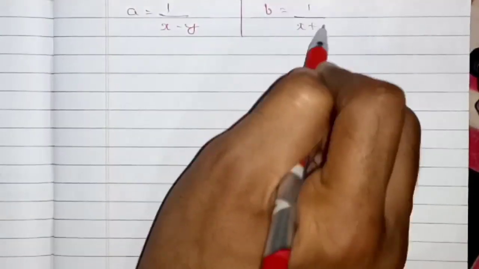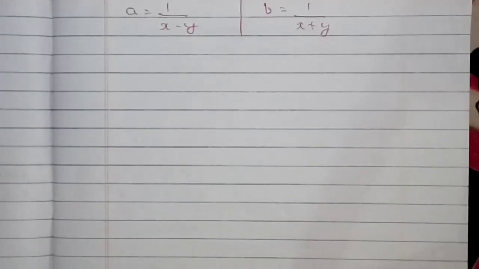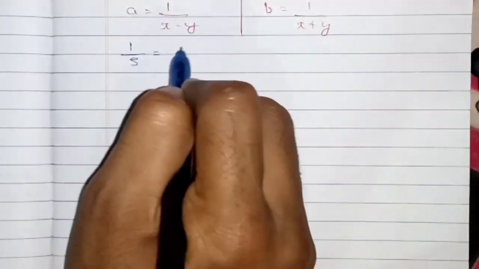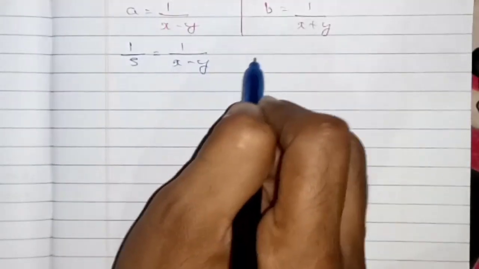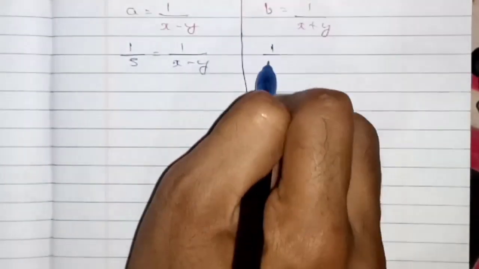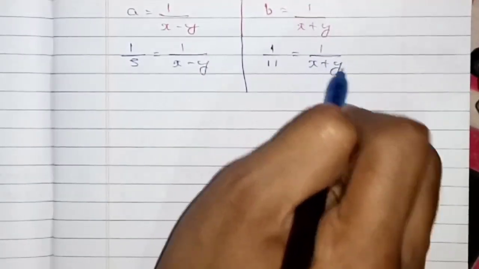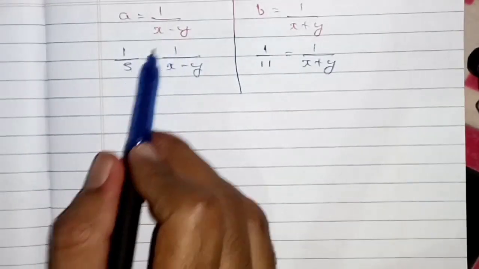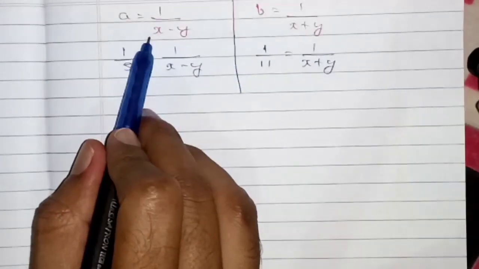So as we wrote already, a as 1 by x minus y and b as 1 by x plus y, right? Now apply the a value and b value here. What is the a value here, children? A value is nothing but 1 by 5 is equals to 1 by x minus y. Here only I'll write. Now b value is nothing but 1 by 11 is equals to 1 by x plus y. Now I'm applying the a value and b value here to find the value of x and y, children.